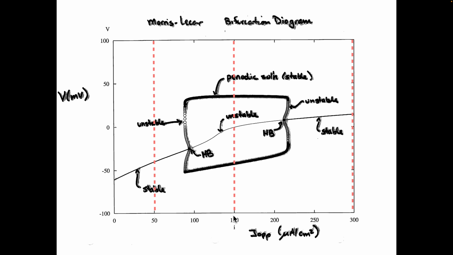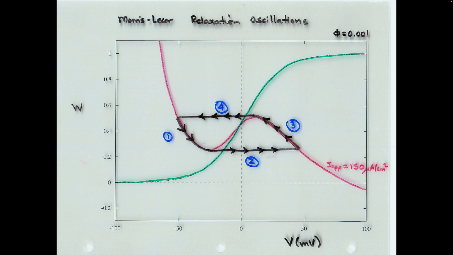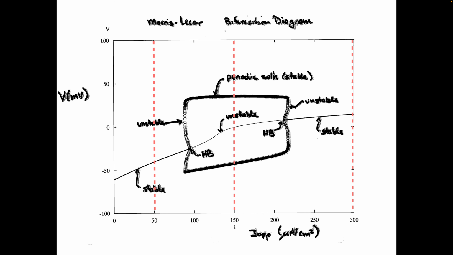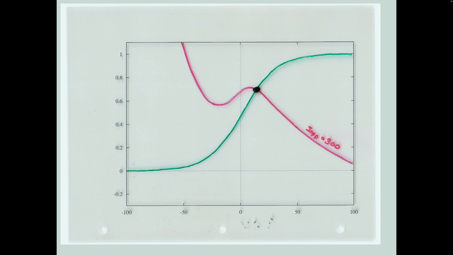For the applied current of 150 microamps per centimeter squared, there's an unstable fixed point, and there's also a limit cycle oscillation, which on this graph is plotted as the maximum and the minimum voltage. So that is this picture. That's 150 for the applied current. And then when the applied current is 300, once again, you get only a single stable steady state. That corresponds to this picture.